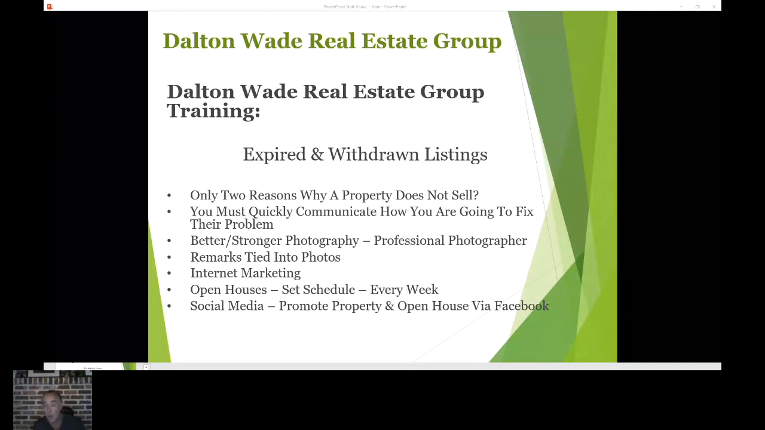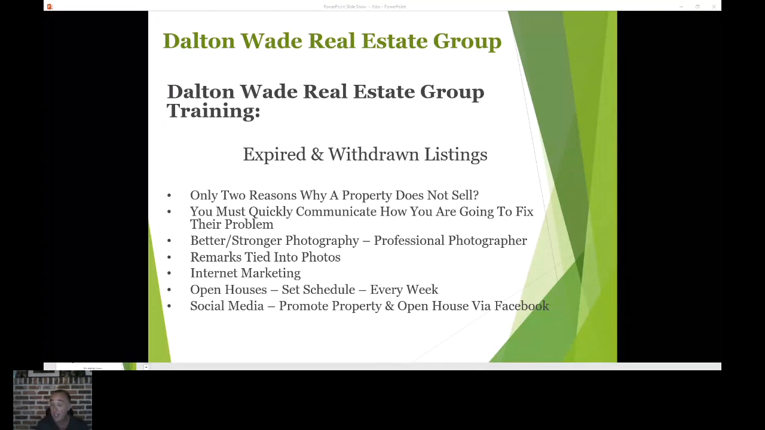So again, invest in a good photographer. Find one that has the wide angle lens and the HDR software to enhance the photos, right? It makes a big difference. We've all seen it, right? As a real estate agent, as a listing agent, your job is to get them to the property. You can't make them buy the house.